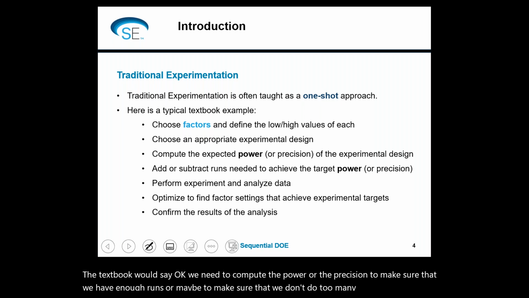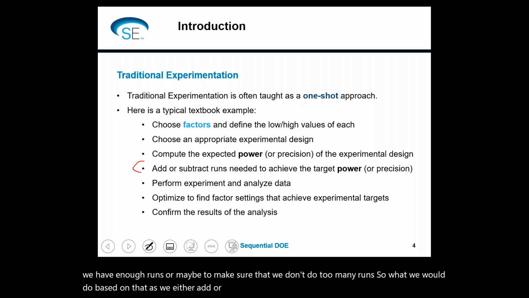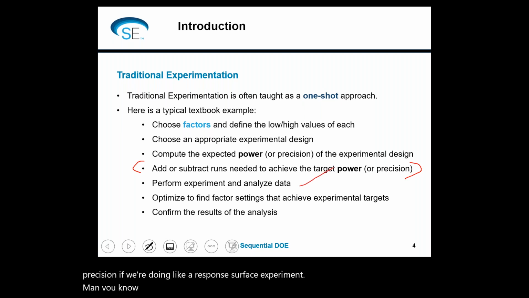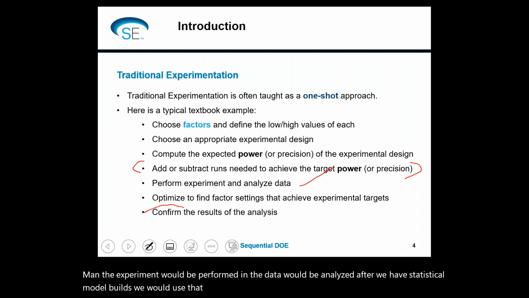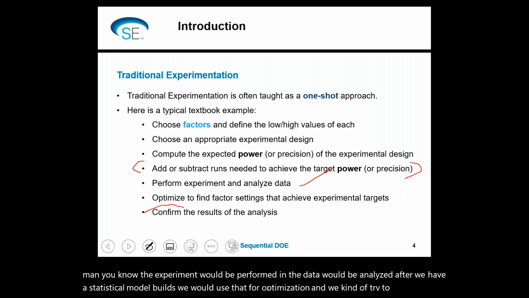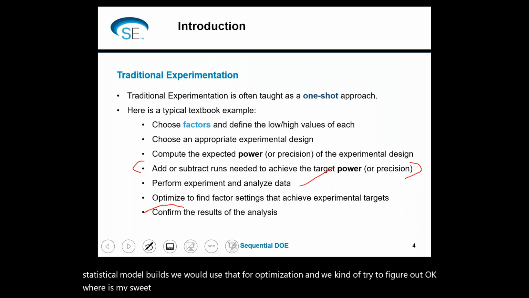So what we would do based on that is we'd either add or subtract runs needed to achieve the target power or precision if we're doing like a response surface experiment. Then the experiment would be performed and the data would be analyzed. After we have a statistical model built, we would use that for optimization, and we'd try to figure out, okay, where is my sweet spot? What settings of my factors, of my parameters, are going to give me a response that I'm looking for?